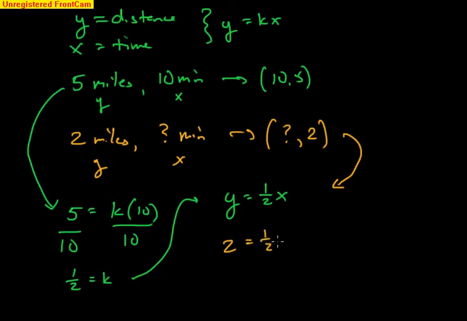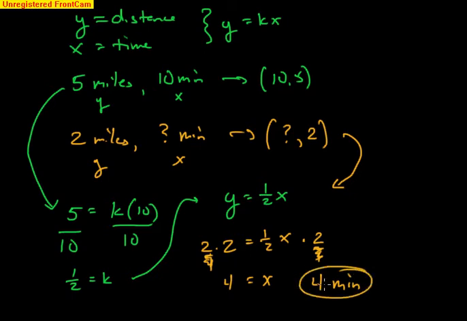2 equals 1/2 x. To get this 1/2 away, we would divide by a half, but we don't divide by fractions. We multiply by the reciprocal, 2 over 1, which is just 2. And 2 times 2 is 4. That is the missing x value. How long will it take him? It'll take him 4 minutes to go 2 miles. So these type of problems have several steps. Just make sure you do all the steps, and you'll be fine.